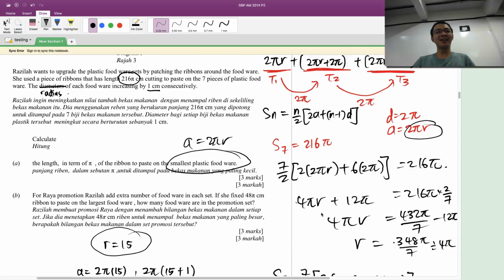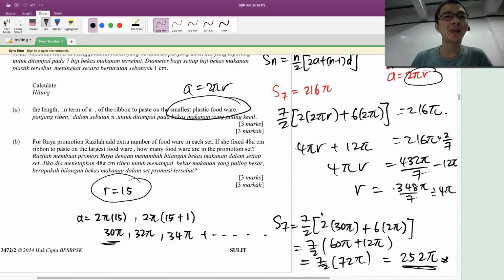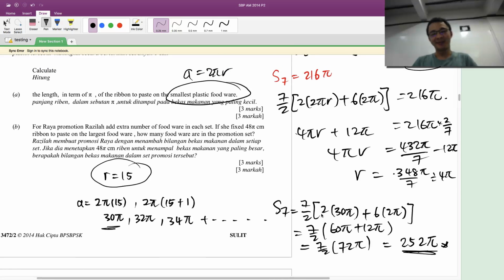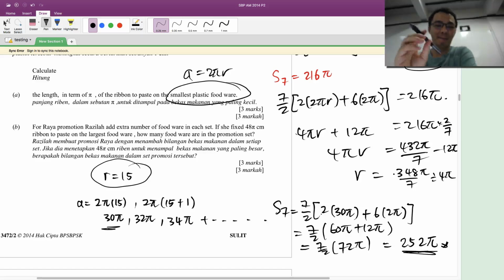Okay, so let's move on. Yeah, sometimes it's like that. Okay. B. For Raya promotion, Radila adds an extra number of footwear in each set. If she fixes 48 pi ribbon based on the largest footwear, how many footwear are in the promotion set?